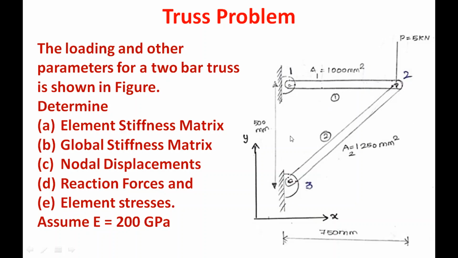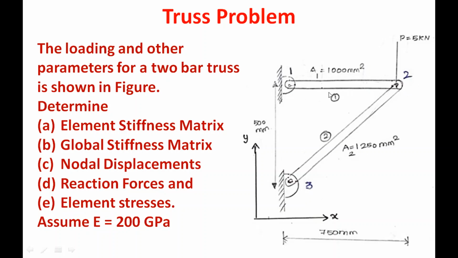But in actual practice, if no numbering is given in the truss, then we have to select the left bottommost point as the starting point. This is the usual practice. The left bottommost point is this one, so this one will be selected as node 1, and then node 2, node 3 like that. But here the numbering of joints is given in the question itself, so we will proceed in the same way.